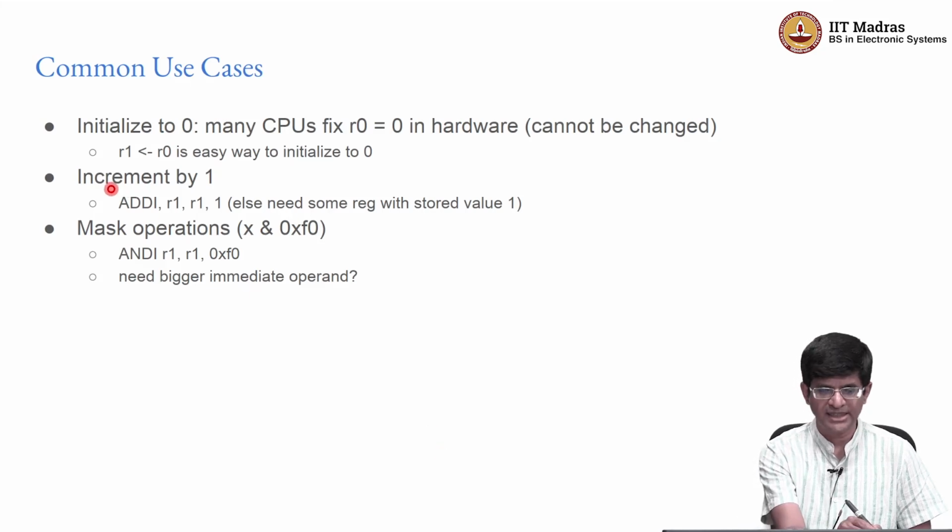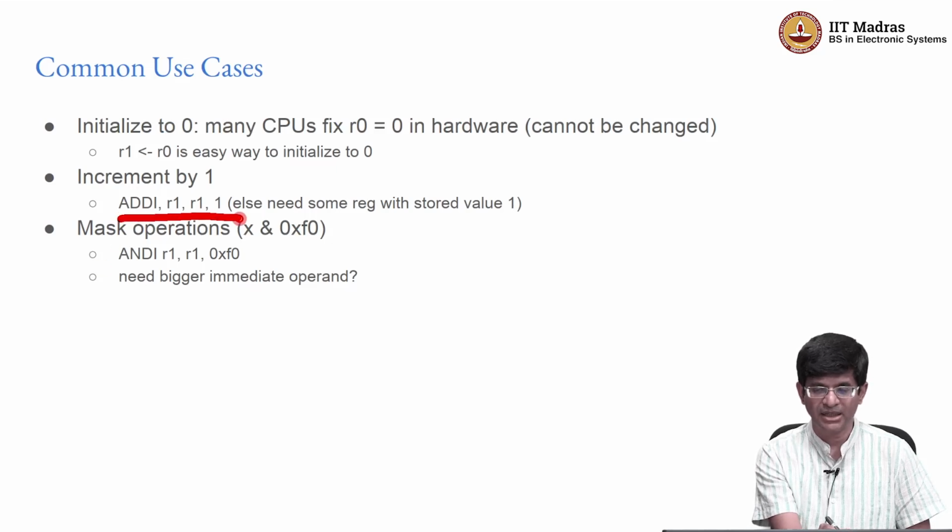Now, there are other use cases, incrementing by 1, where we would basically have an add immediate instruction that looked something like this, ADDI R1 R1 1, right. If we did not have this, we would need some other register to store the value 1, so this is good to have. Similarly, let us say I wanted to mask out an operation, I have a variable x, I wanted to get these 4 bits, that is the bits 7 to 4 out of whatever value is there in x, I can AND it by having an AND operation like this.